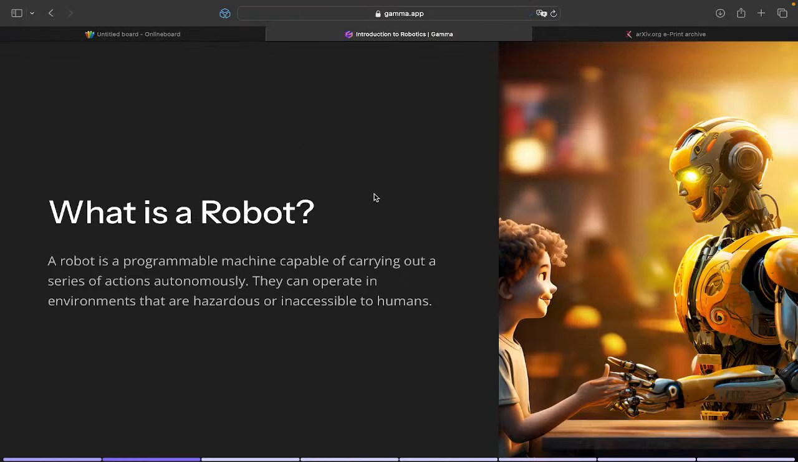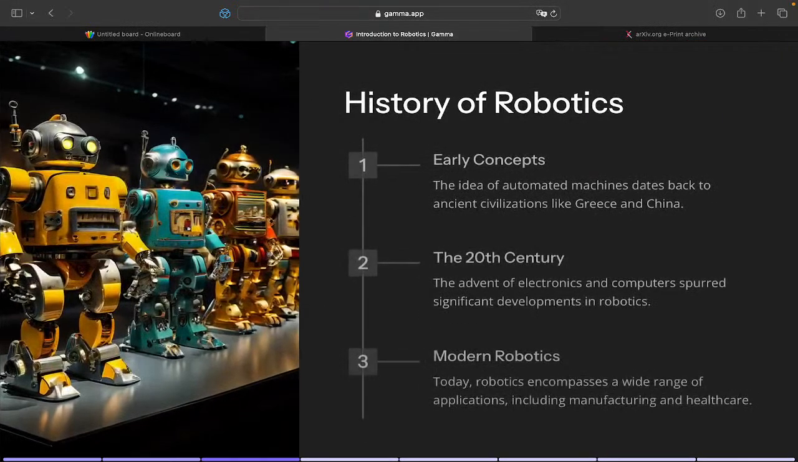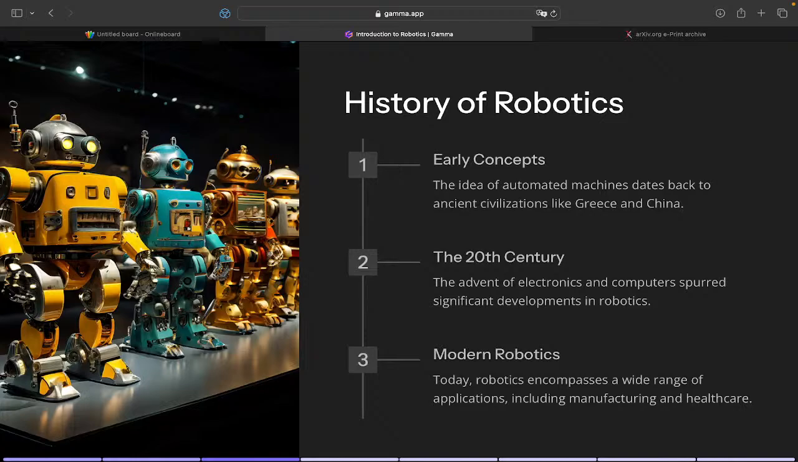That is something which is really important to understand. So yeah, a robot is basically something which is programmable first of all. Apart from that, the machine is capable of running different kinds of functions. All right. Now, apart from that, you can also understand what is going to be the history of robotics.